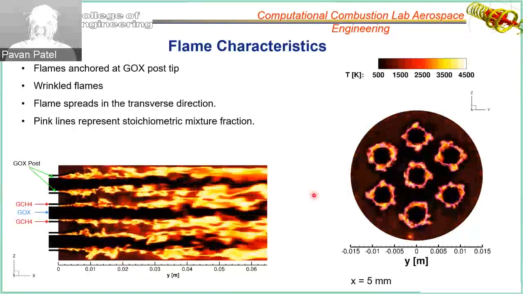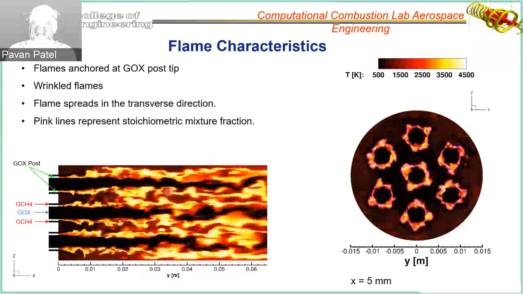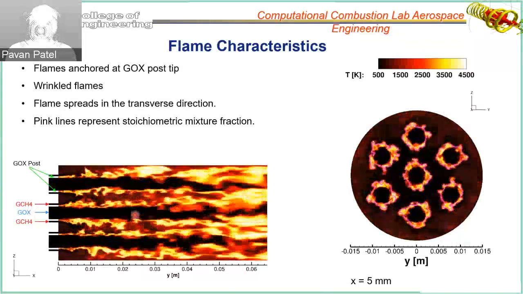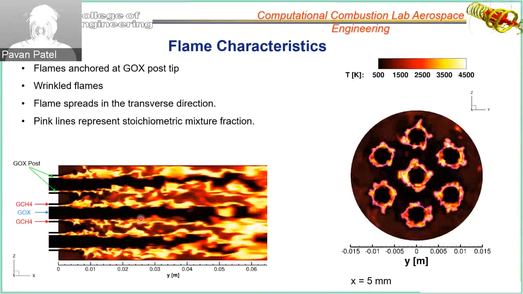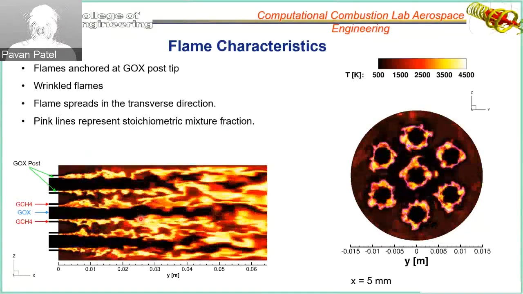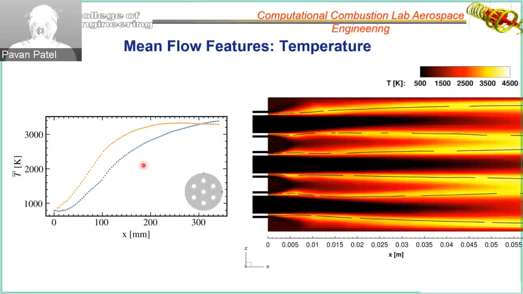So to really understand the coherent flame structure, you would want to take the time average of this reacting flow. And if you take the time average of the temperature field, this is what you'll see. And these black contour lines, again, represent the stoichiometric mixture fraction.